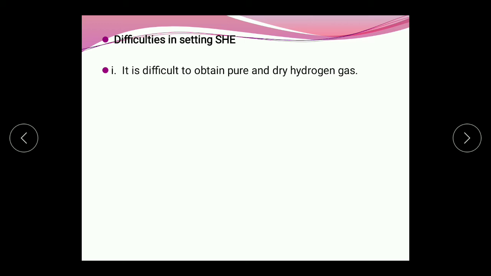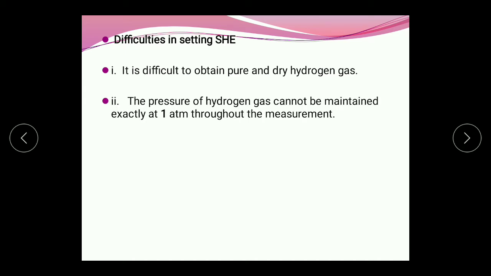What are the difficulties in preparing SHE? Because we must get zero potential, so many conditions are kept, and those conditions are the difficulties. The first is that it is very difficult to obtain pure and dry hydrogen gas. When hydrogen gas is mixed with air, it becomes impure, and it also gets some moisture added to it. The hydrogen gas which is to be bubbled should be pure and dry, and to get it is very difficult.